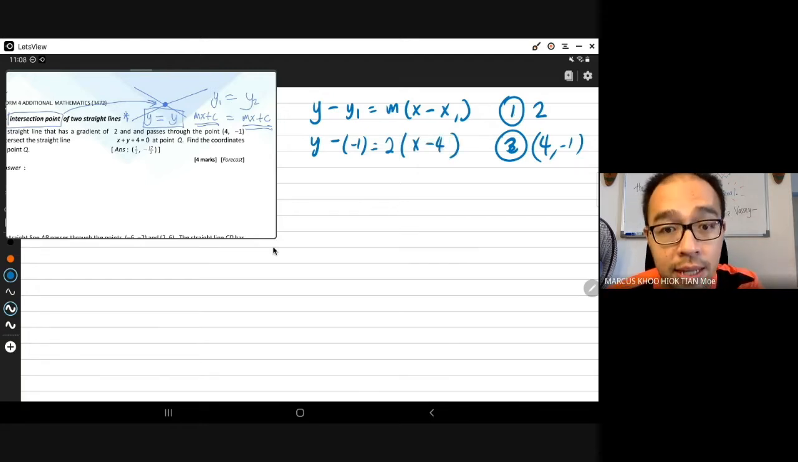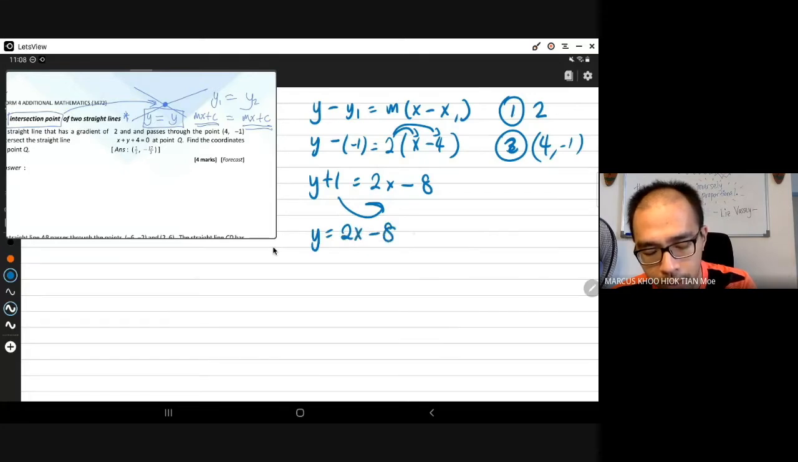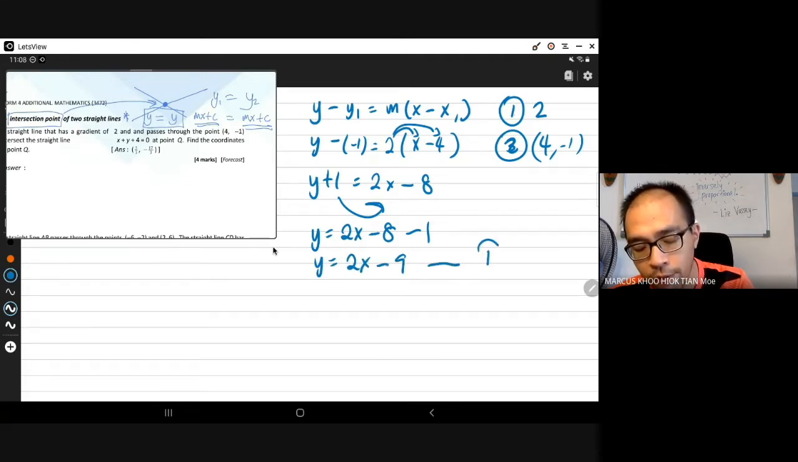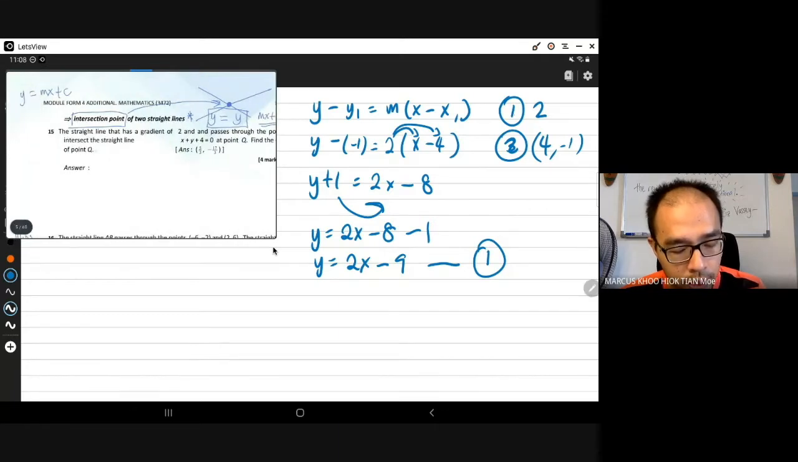This is from the previous class. We've already learned this in the previous class, so I'm just reiterating this. So we'll get y plus 1 equals to 2x minus 8. We multiply inside. Move the plus 1 across, I'll get y equals to 2x minus 8 minus 1, which will give me y equals to 2x minus 9. So this is my first y.